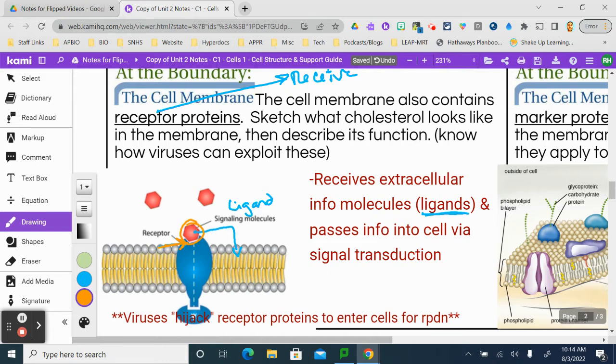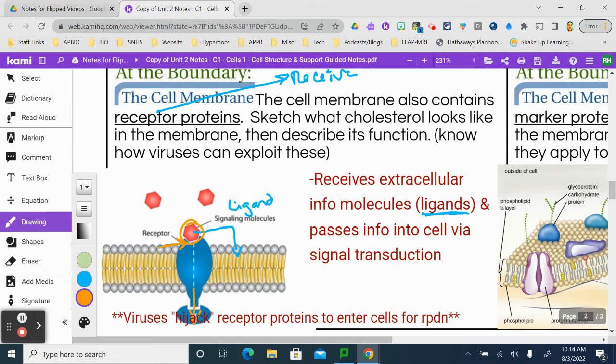The signaling molecule attaches to it. It's received. It passes the information into the cell, whatever that information is. Maybe it says, hey, I need you to multiply by mitosis. I need you to release a certain chemical such as insulin. I need you to release maybe an enzyme of some other sort. That's the purpose of the receptor protein.